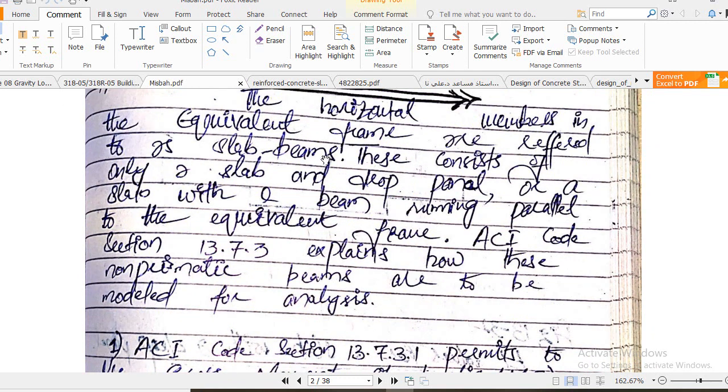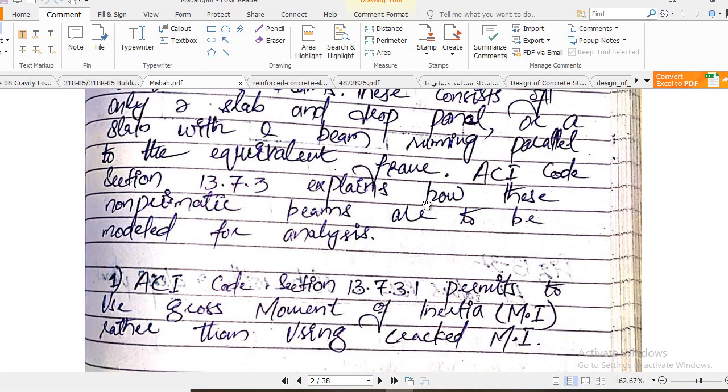In the equivalent frame method, basically we take a 3D frame system and convert it into a 2D frame system, but in that 2D frame system the horizontal members are called slab beams. So slab beams, column capitals, drop panels, all these things are known as slab beams. Remember this. Also slab with a beam running parallel to the equivalent frame. ACI code section 13.7.3 explains how these non-prismatic beams are to be modeled for analysis.